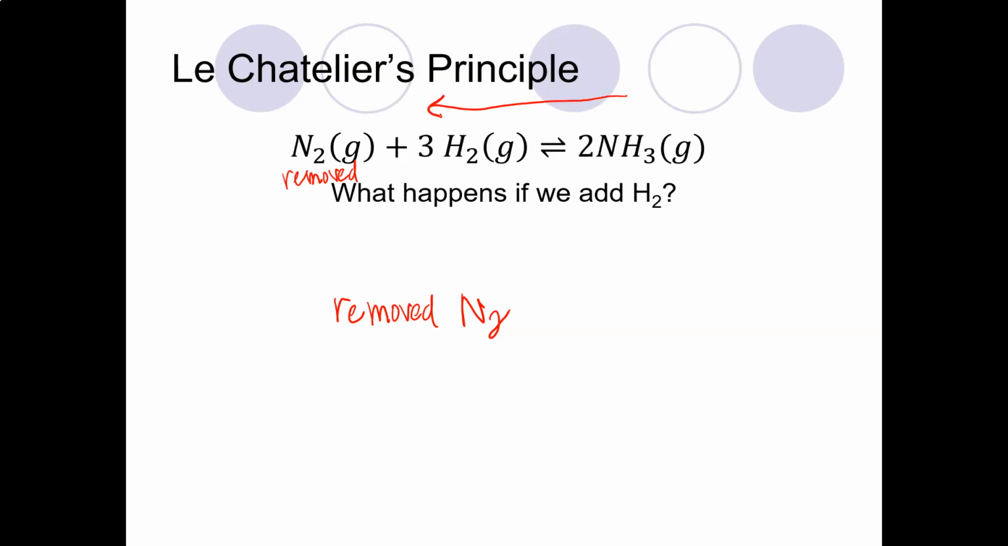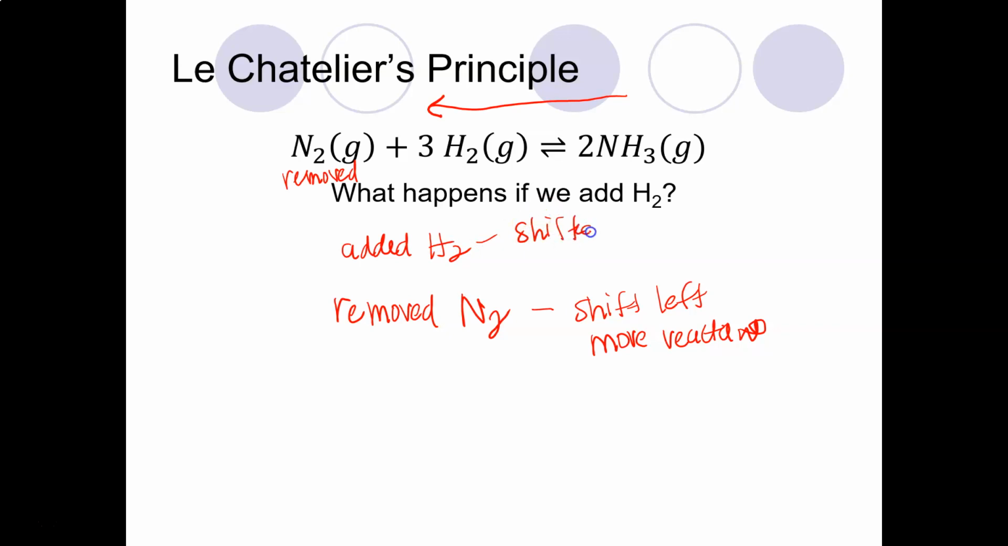Because when it goes to the left, hydrogen and nitrogen are products, so it's getting made. So when we remove nitrogen, it's going to be a shift to the left, or you could say more reactants. When we added hydrogen, we shifted right, made more products.